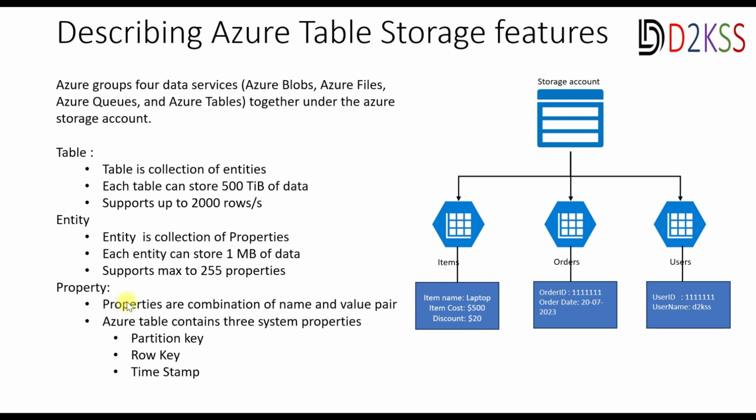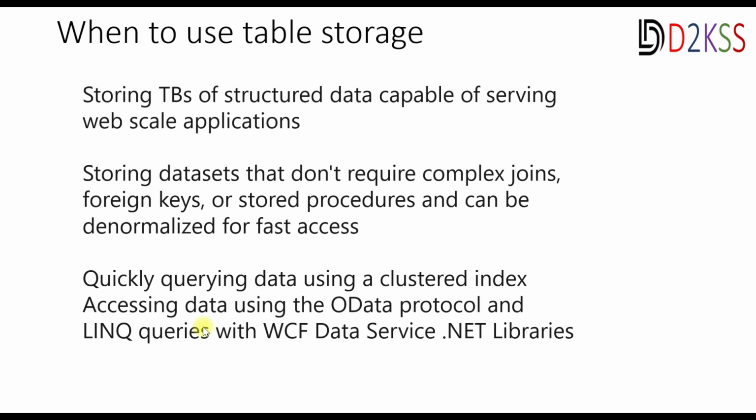And now we talk about what a property is. Properties are a combination of name and value pair. So item name and laptop: this is the name and this is the value. And Azure Tables contain three system properties: partition key, row key and timestamp. These are all default properties, which are clustered indexes. So when you want to fetch data, this helps to scan the data through these clustered indexes and fetch it. So now we talk about when to use table storage.